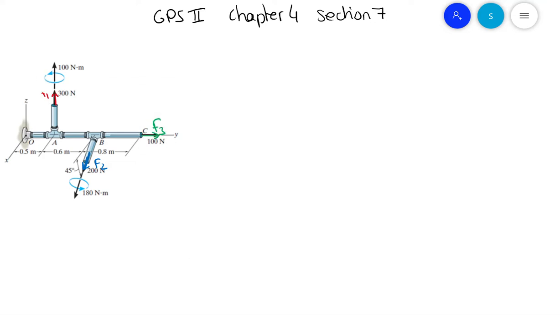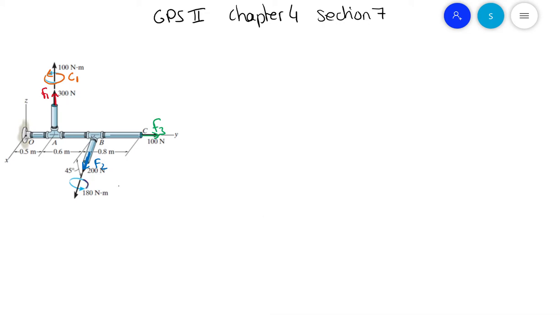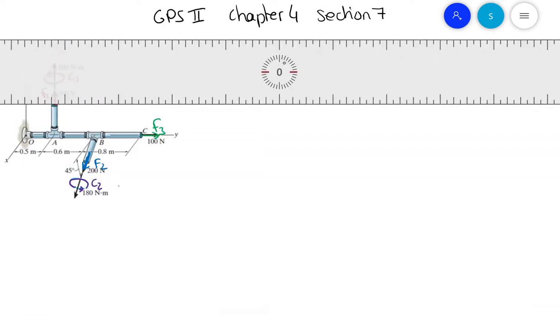2 couples. This one, that I will call C1, and this one that I will call C2. Okay, so 3 forces, 2 couples. It's a 3D system, so we can replace it by only one force and one moment.